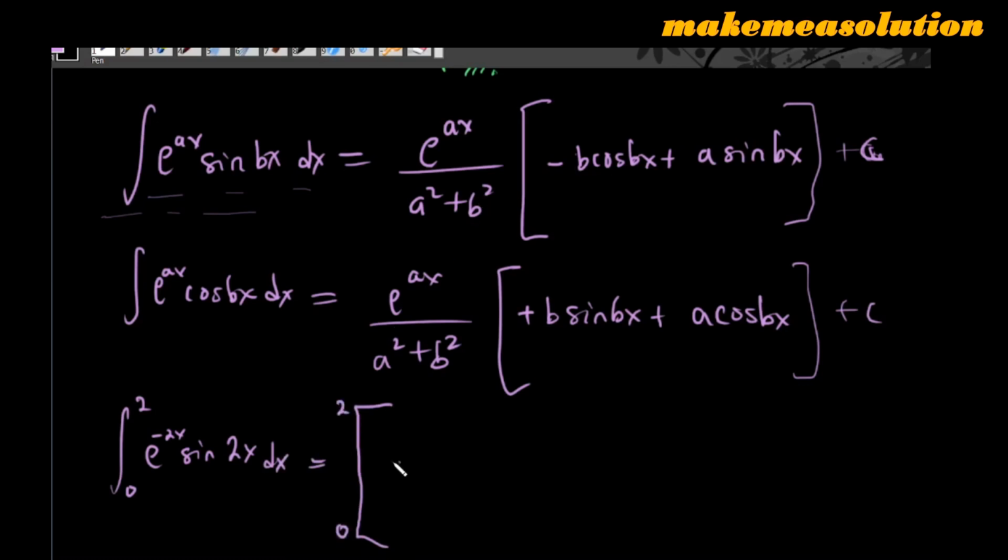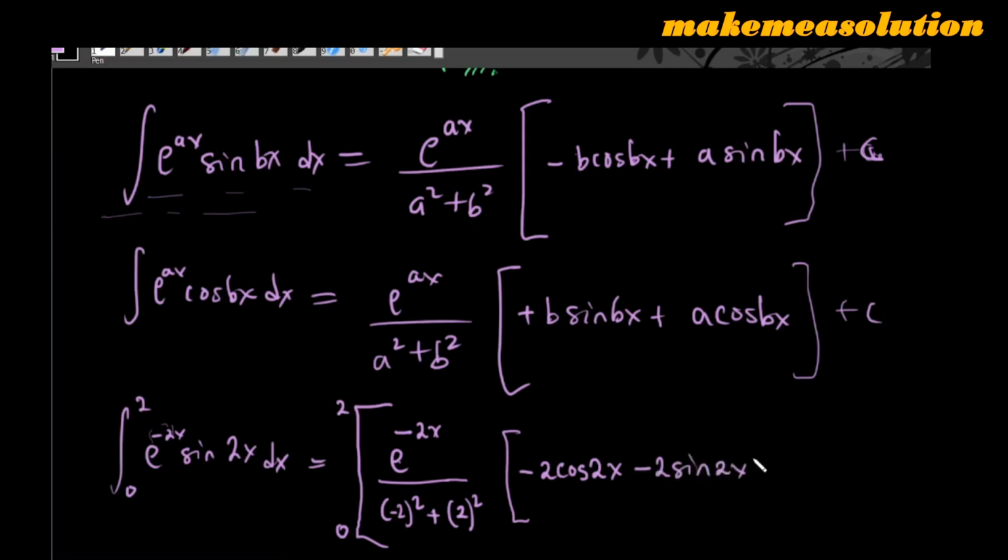We'll have our exponential minus 2x all over a square, which is minus 2 square. A in this case is minus 2 and b in this case is actually 2 squared. So into, you now have minus b is minus 2, you now have cos 2x, then you now have plus a. Since a is minus 2, I can just change it to minus 2 sine 2x.